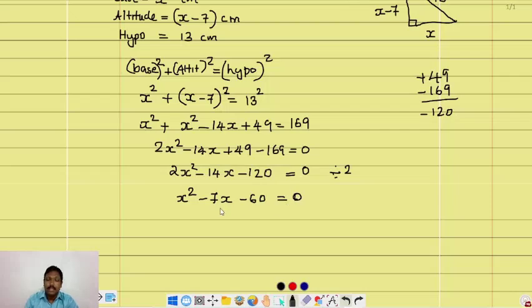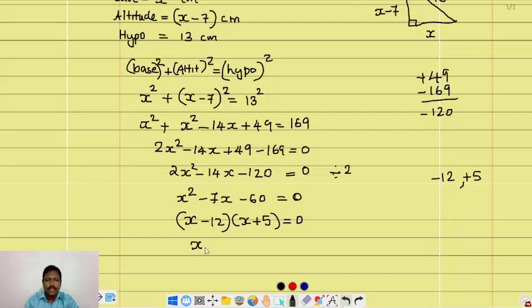Now you have to think, the product of two numbers is minus 60, and the difference of two numbers is 7. So we can take the numbers as minus 12 and plus 5. You can check, the difference of minus 12 and plus 5 is minus 7, and when you multiply this, you will get minus 60. So directly we can write it x minus 12 into x plus 5 is equal to 0.